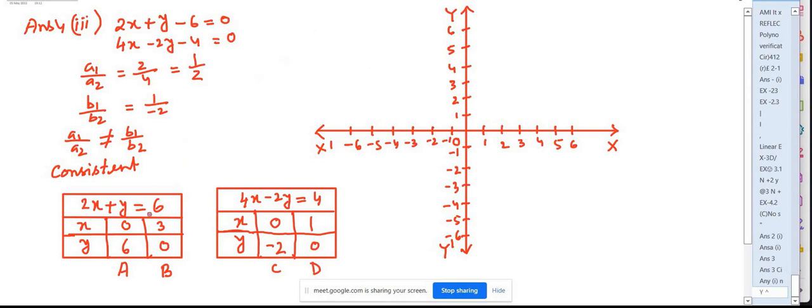Right? 0, 6 will be here. Mark it A. And 3, 0 will be here. Mark this as B. After that, join these 2 points. So with the help of a scale, join this properly.